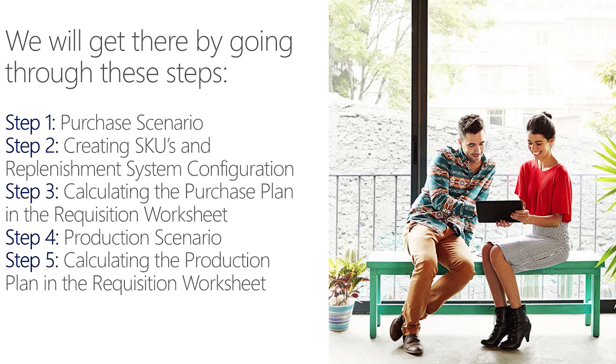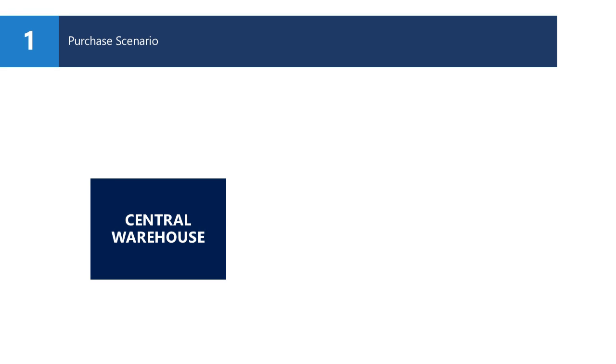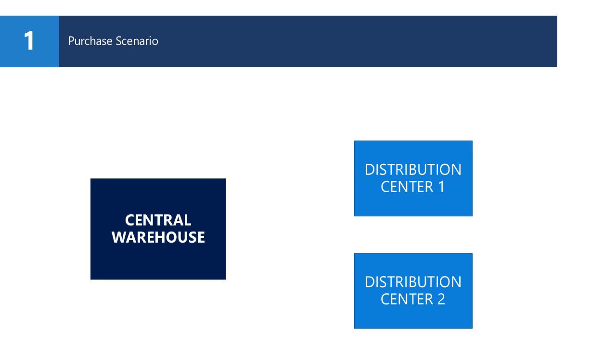First, I will show you how to create stock keeping units and how to configure a replenishment system to achieve an inventory plan when you have only sales and purchase processes. After that, I will show you the same thing but in a situation when we have production processes as well. In our first example, we will imagine a situation when we have one central warehouse location and more distribution centers.